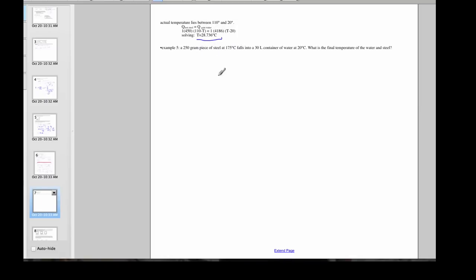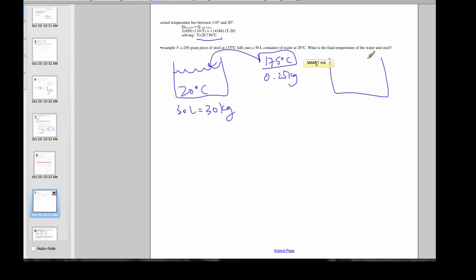So here we're again going to drop a piece of steel in a bucket of water. So this is 30 liters of water, and a liter of water is a kilogram, and it's at 20 degrees C. And then we're going to take a piece of steel at 175 C, and it's 0.25 kilograms. And then we're going to drop that in there, and we're going to ask, what final temperature does this reach?